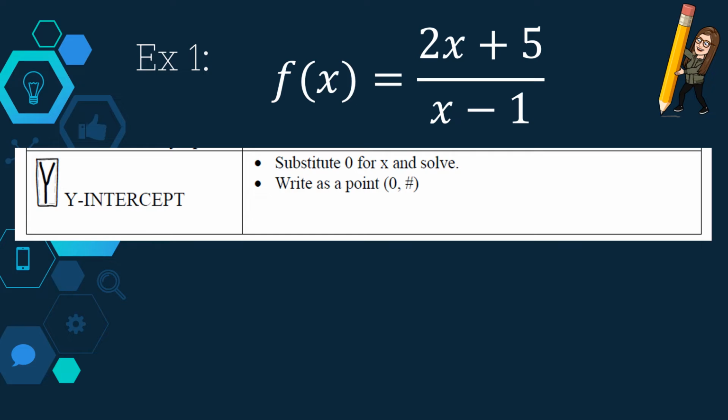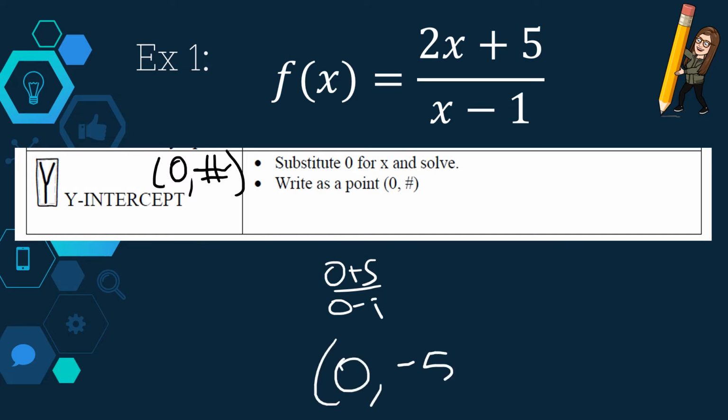Y-intercept, this is algebra 1 stuff, right? If I want to find the y-intercept, I plug 0 in for x and find my y number. So this is really quick. 0 plus 5 over 0 minus 1. So if I plug in 0, I'm going to arrive at negative 5.